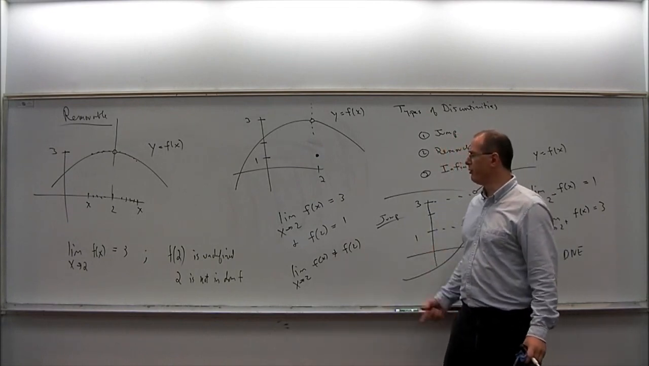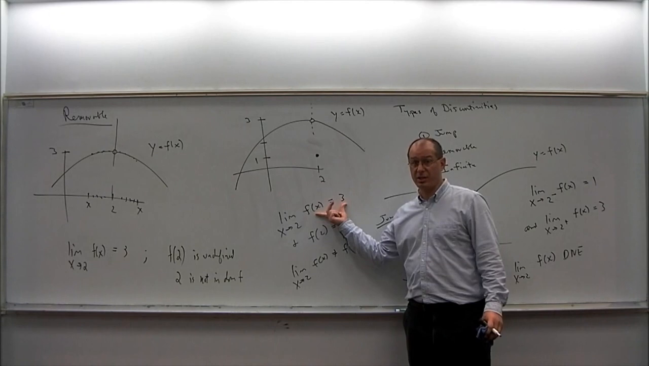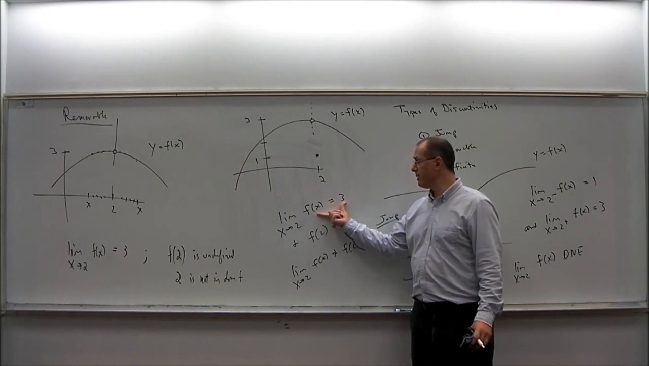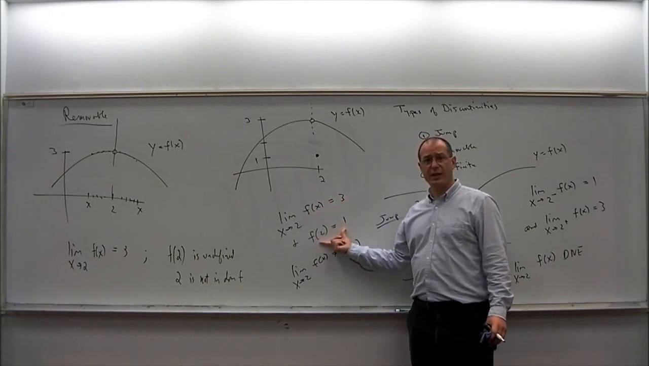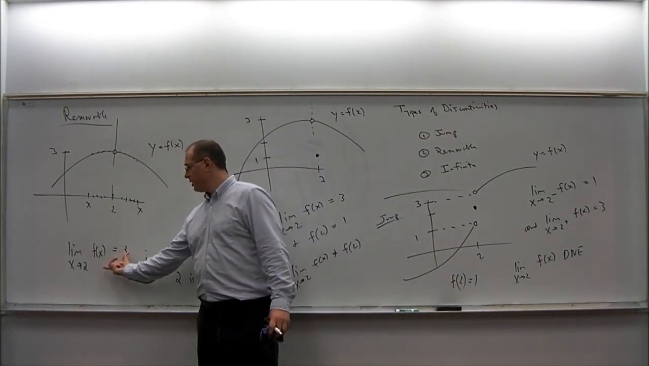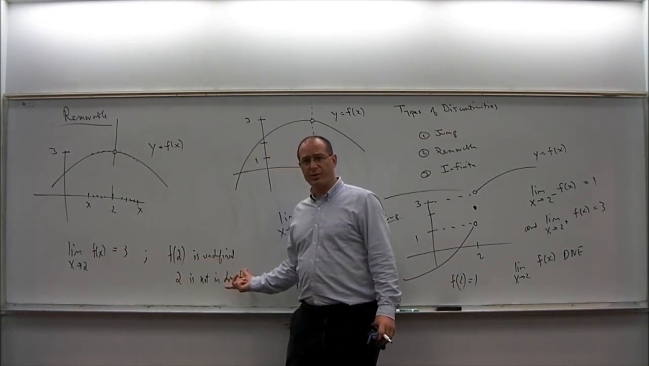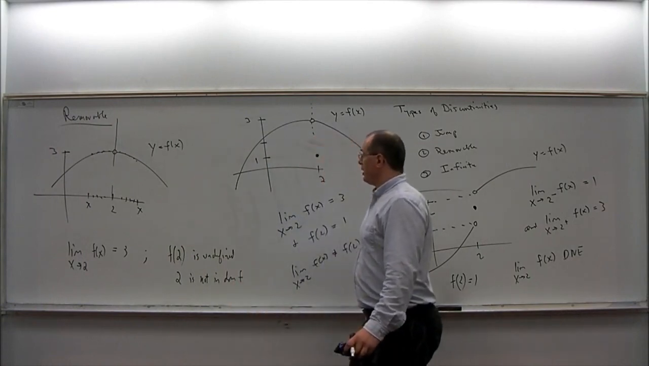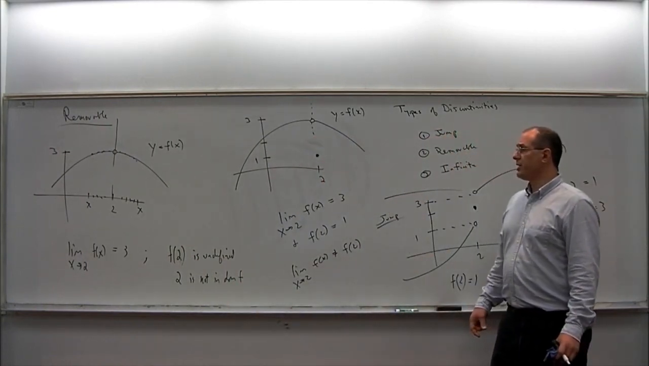The key feature in the removable type is that the limit exists. So in this case, the limit exists. The function value also exists, but they're different. And in the other case, the limit exists, but the function value is undefined. So that's a removable discontinuity.